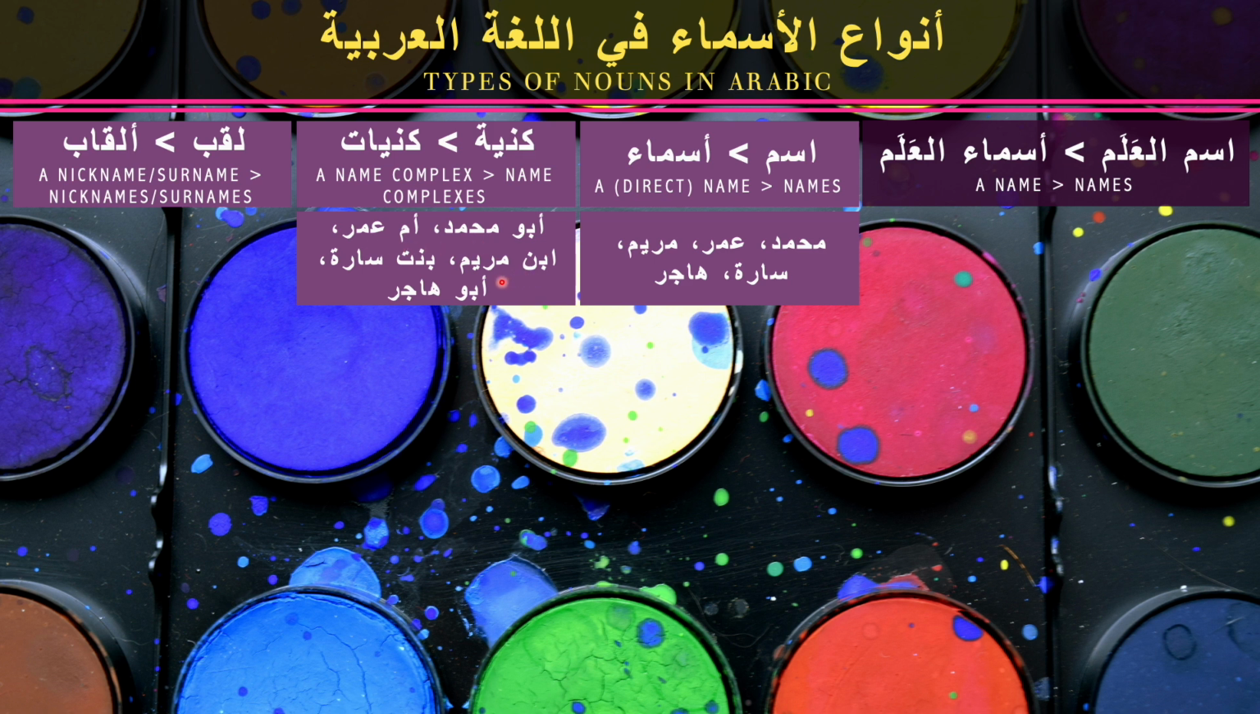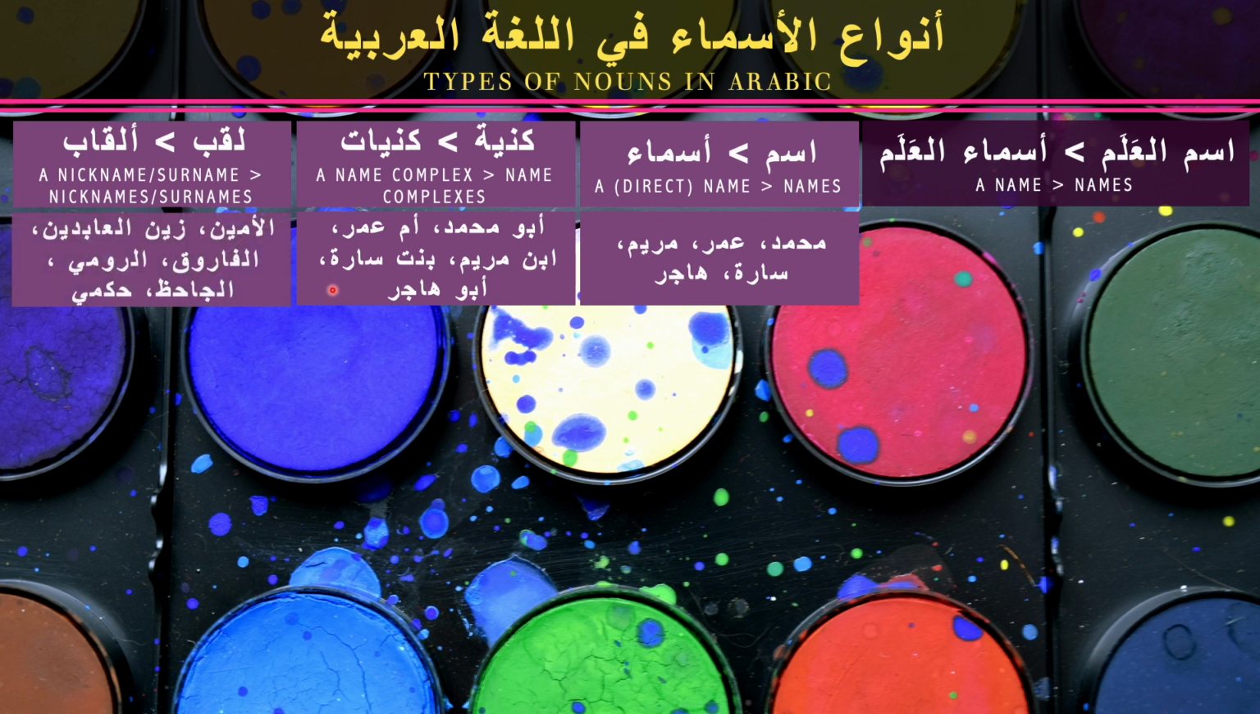And then we have kunya, like Abu Muhammad, the father of Muhammad, Umm Umar, the mother of Umar, Ibn Maryam, the son of Maryam, Bint Sarah, the daughter of Sarah, Abu Hajar, the father of Hajar, and so on and so forth. It's so common to use kunya in Arabic. For example, when you walk on the street, you will hear a lot of people saying, Ahlan ya Abu Muhammad, like hello father of Muhammad, Ahlan ya Abu Umar, hello father of Umar. So it's so common to use this type of naming in Arabic, and it's called kunya.